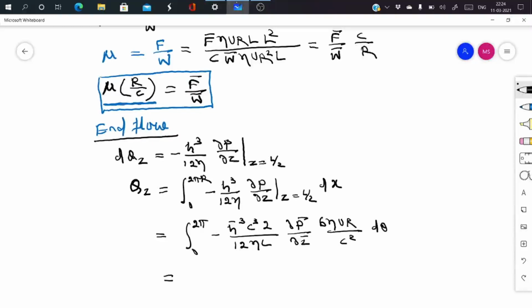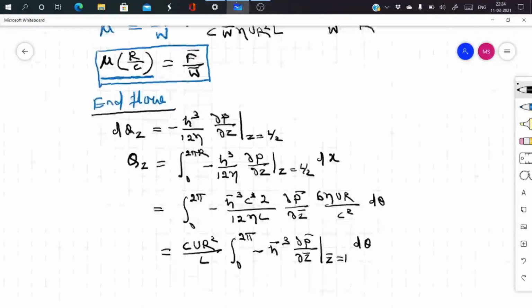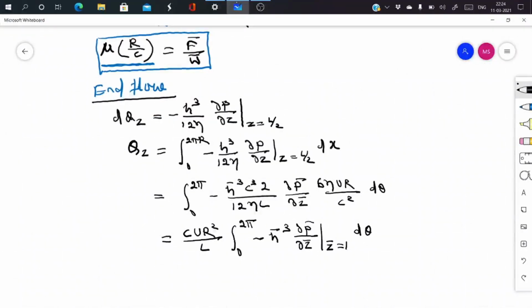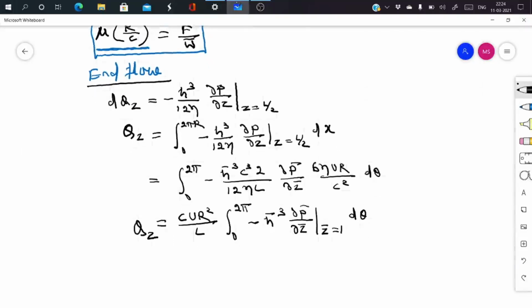What will you find? C u r square by L, integral 0 to 2 pi, minus h bar q del p bar by del z bar at z bar equal to 1, that is at the end, d theta. In non-dimensional quantity z bar equal to 1 is the end. So this you will get as qz, the dimensional flow at the end.